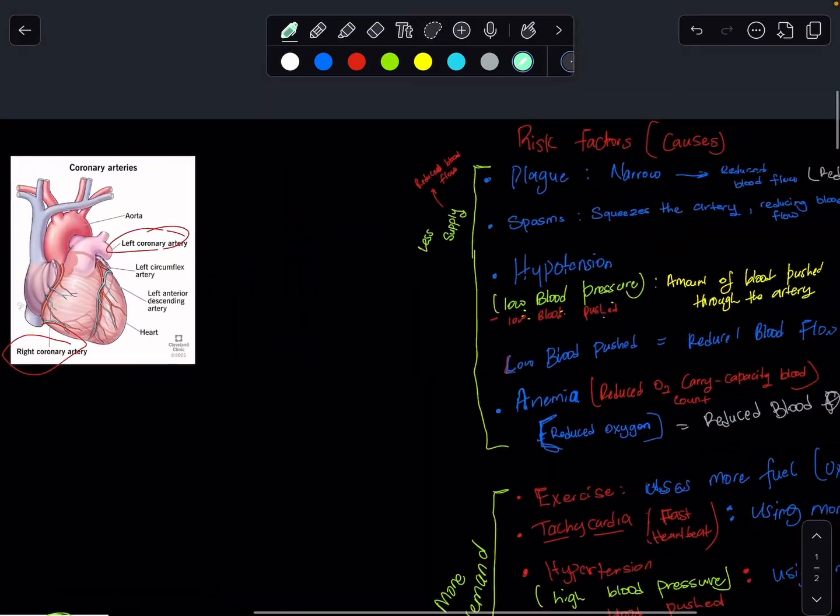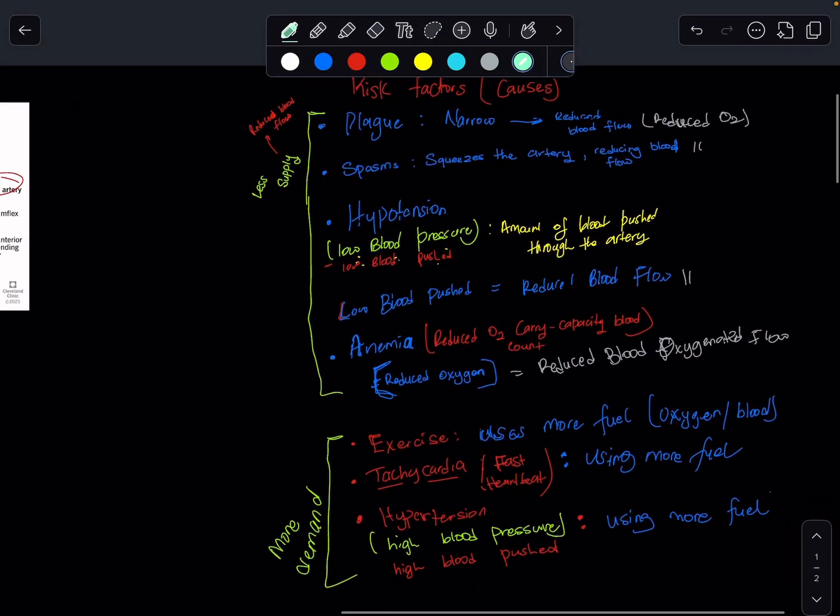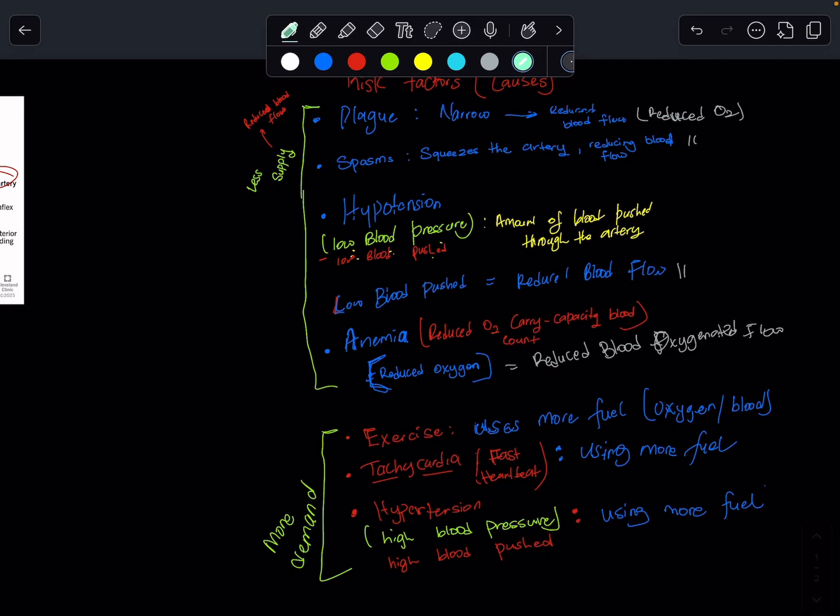Yeah. And then we went over the risk factors, the causes. We broke it up into two categories: less supply and more demand. Less supply means these are what cause the heart to have less blood, which means less oxygen. The plaque takes up space, narrows the artery, reduces blood flow, which reduces oxygen to the heart. We talk about the spasm. It squeezes the artery, reducing blood flow, reducing oxygen to the heart.